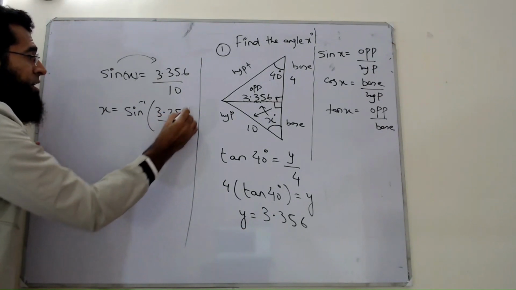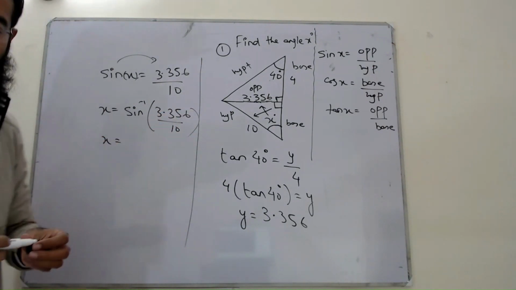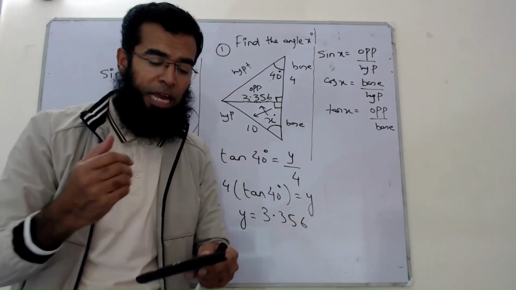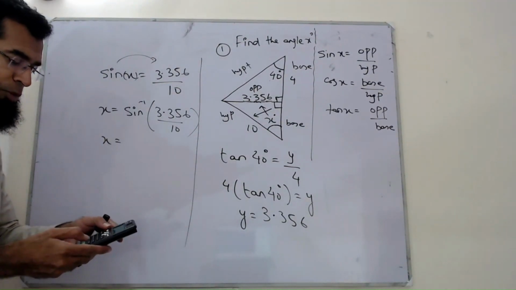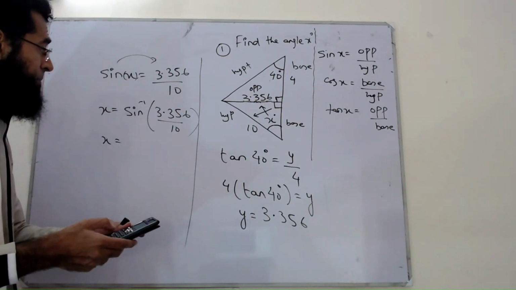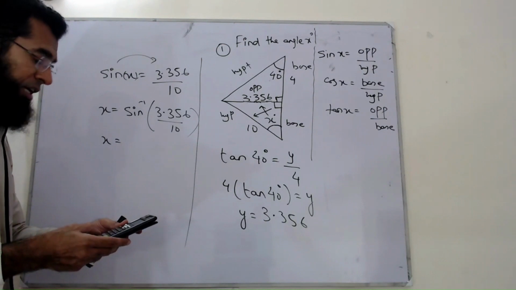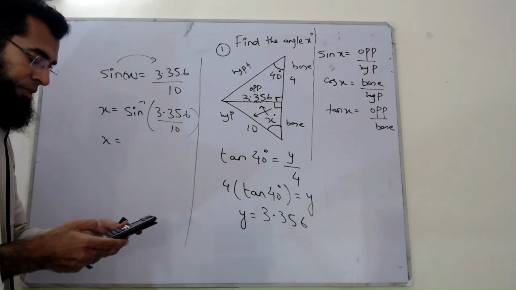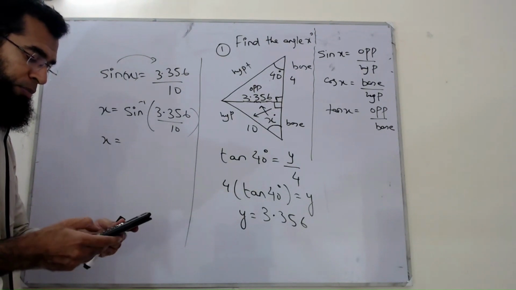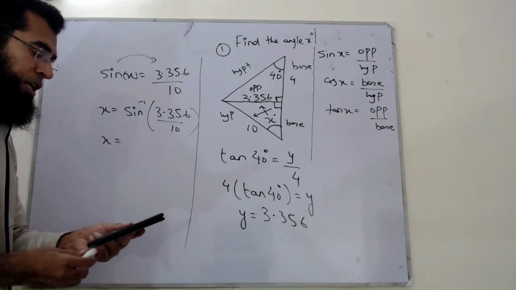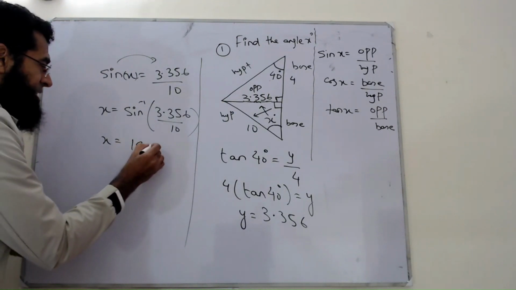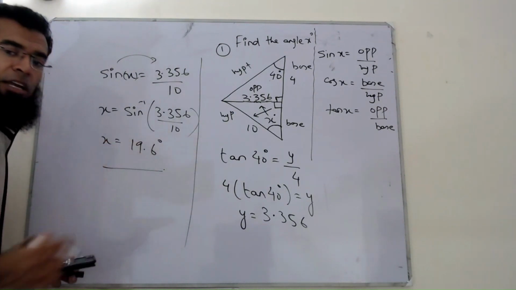3.356 over 10. Once again, pick up your calculators and don't forget to check that the calculator is in degree mode. We'll put shift, sine inverse, open bracket, 3.356 divided by 10, close bracket, equals. The answer is 19.6 degrees. This is our final answer.